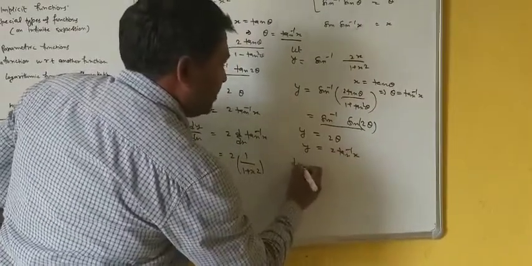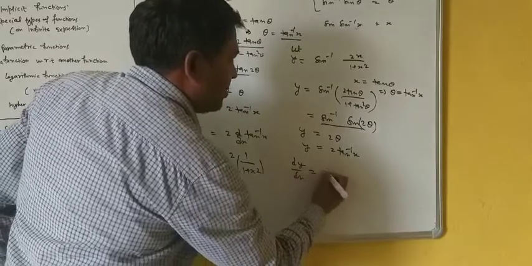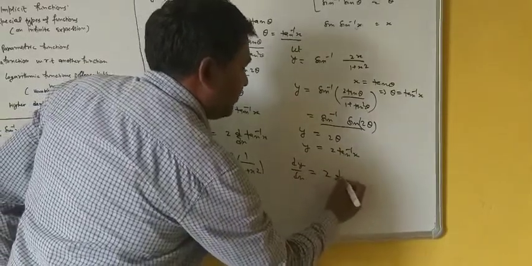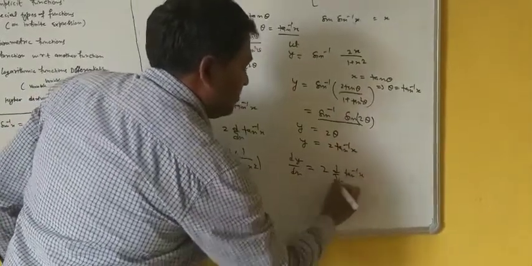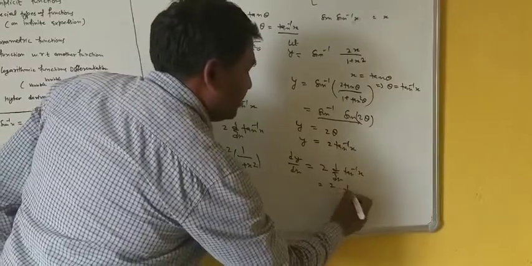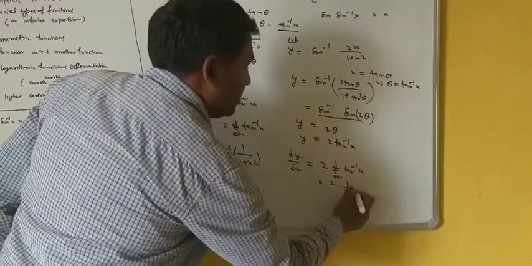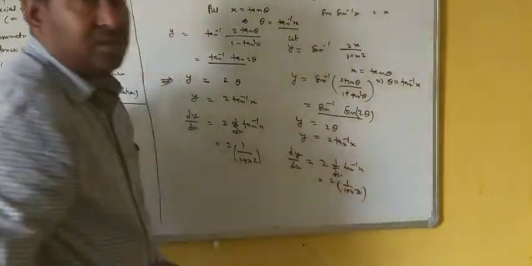Now differentiating both sides, what do you get? 2 d by dx of tan inverse x. This will be 2 into 1 upon 1 plus x square. This is your answer.